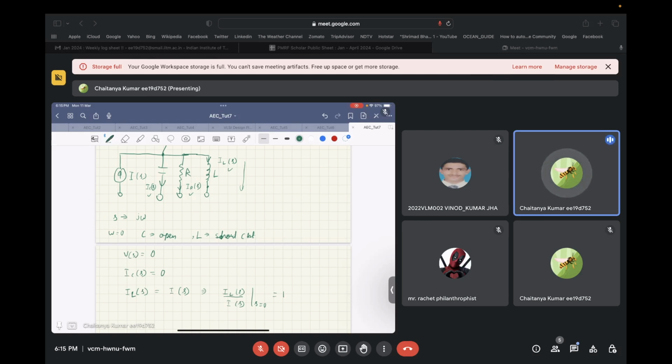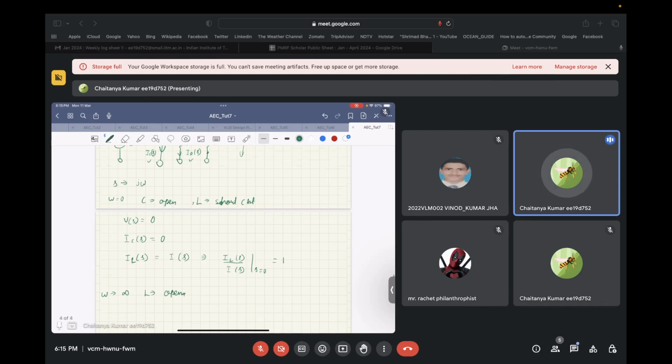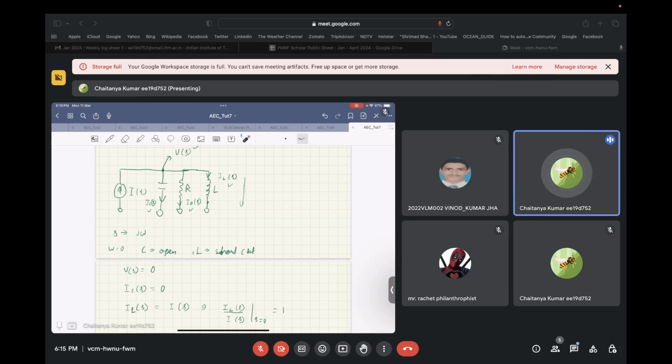So now what will happen at a very high frequency? When ω tends to infinity, the inductor will become open. If the inductor becomes open, then I_L(s) goes to 0. So I_L(s) at low frequency is 1, and I_L(s) at very high frequency is 0. So it turns out that the inductor current in this particular circuit is going to have a low pass transfer function. Again, we will try to write down the transfer function.